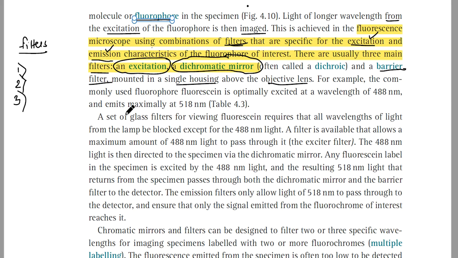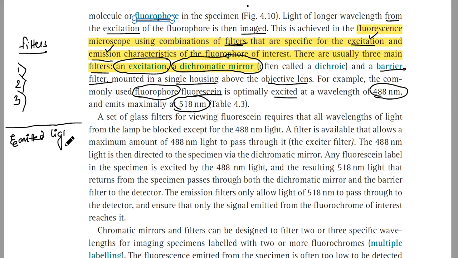Okay, for example, the commonly used fluorophore, which is the example, is fluorescein. It is optimally excited at a wavelength of 488 nanometer and it emits at 518 nanometer. So what we can conclude from here is that the emitted light is having the higher wavelength. Understood? Emitted light is having the higher wavelength.